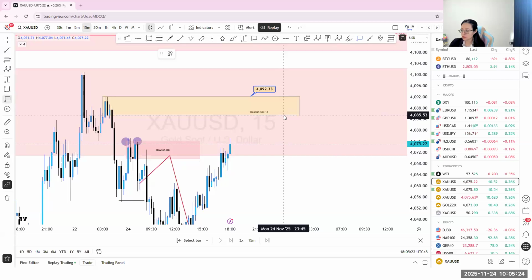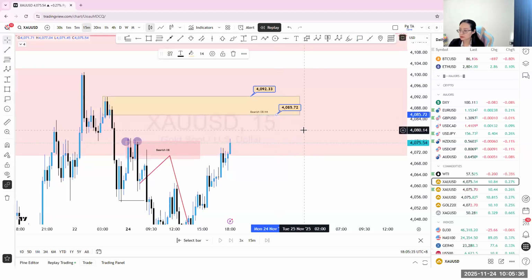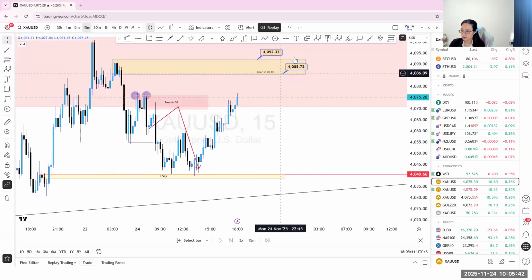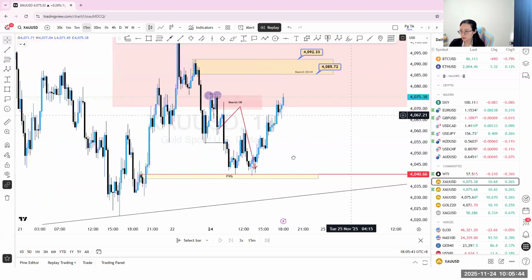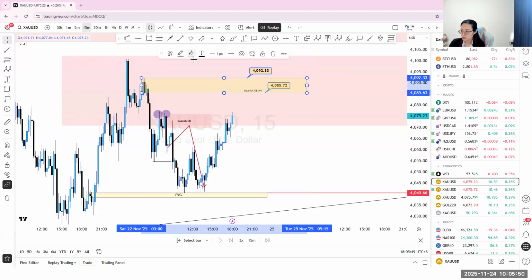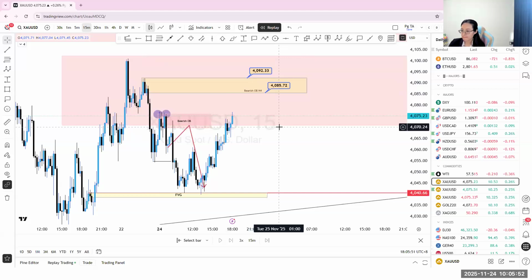Meaning that I would just say, okay, there is still a repeated order within the OB that is waiting right here, waiting to be taken around this zone. So now price is rising, right? The zone is here. This is still the OB. So if you want to sell, this is the zone for you guys to sell.